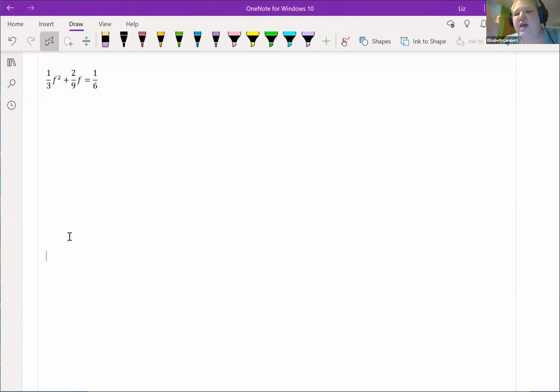We just got to figure out what the common denominator is. So with 3 and 9, it'd be 9, but 9 is not going to cancel out that 6. 6 is even, so I'm going to take 9 times 2, 18. 18 is going to cancel everybody. So I'm going to multiply everything, both sides, by 18.